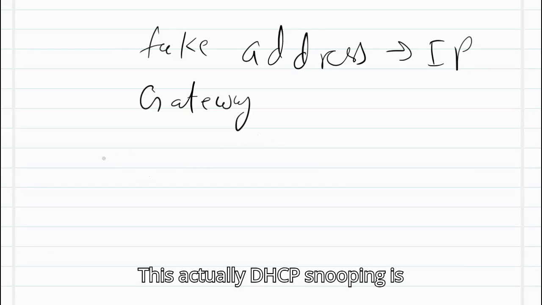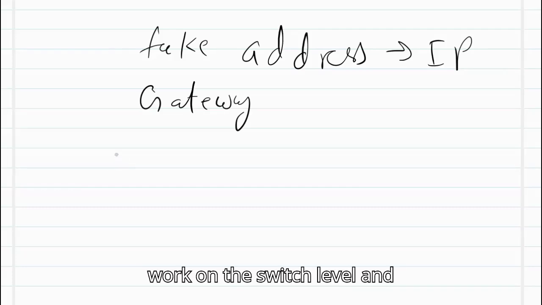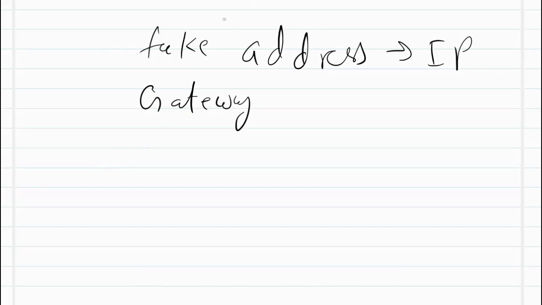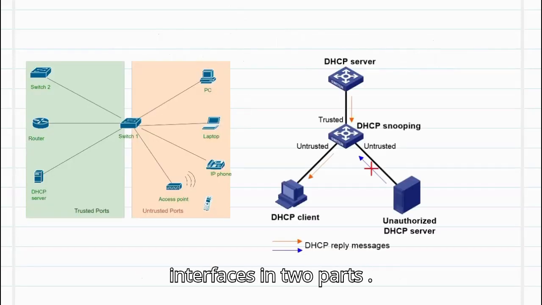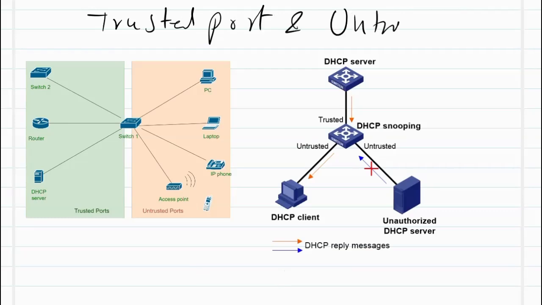Actually, DHCP snooping works on the switch level and its connected devices to prevent DHCP attacks. Basically, DHCP snooping works on the interface. It divides the interfaces into two parts: trusted ports and untrusted ports.